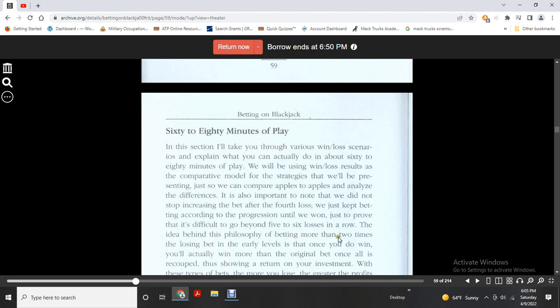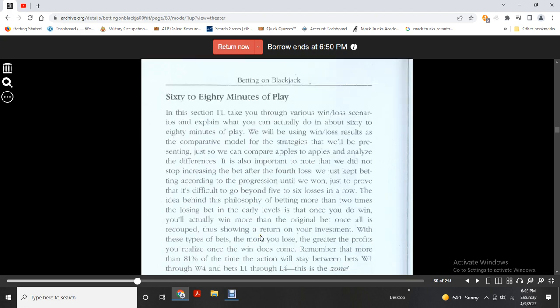philosophy is that you're betting more than 2 times the losing bet in its early levels. Once you do win, you actually win more than the original bet, always recouping, showing the return over your investment. With this type of bet, the more you lose, the greater the profit you realize once you win. Once the win does come, remember that more than 81% of the time the action will stay between the winning bets W1 and W4 and the losing bets L1 through L4.